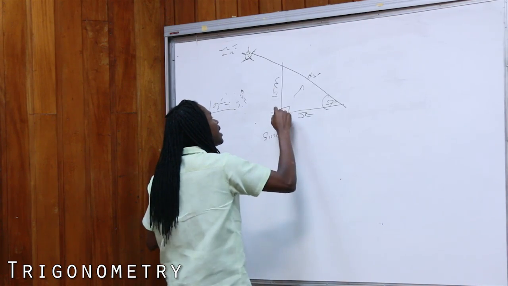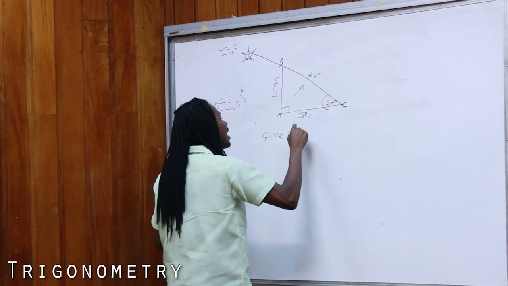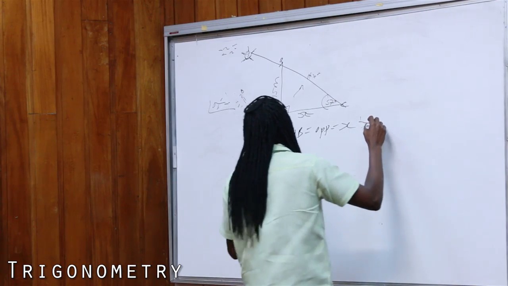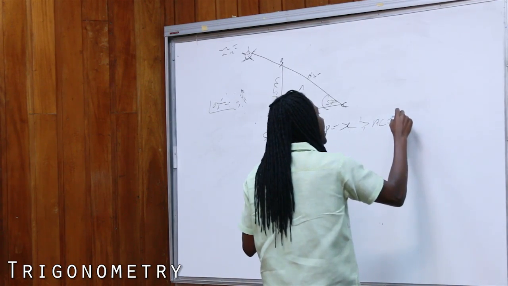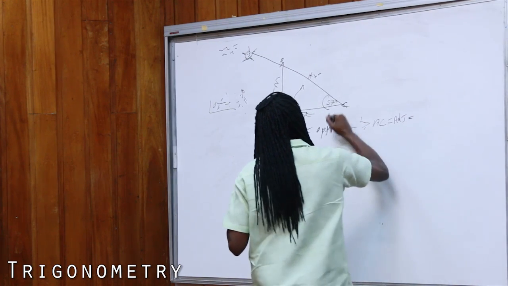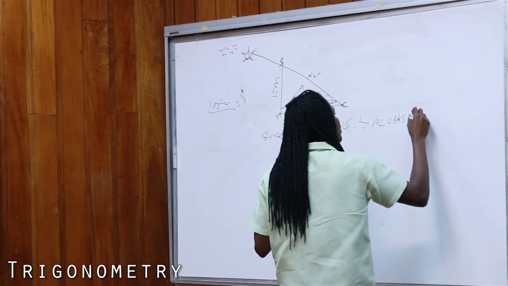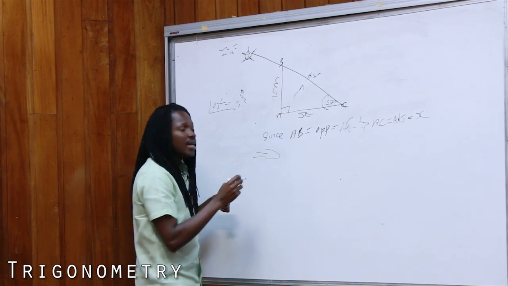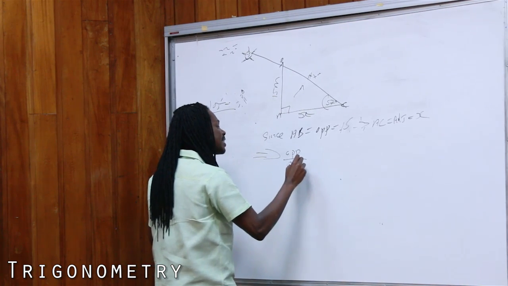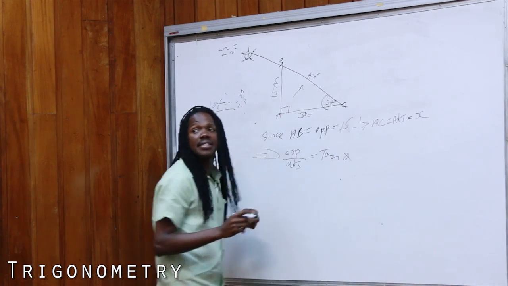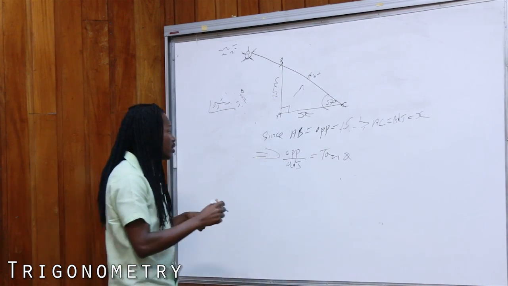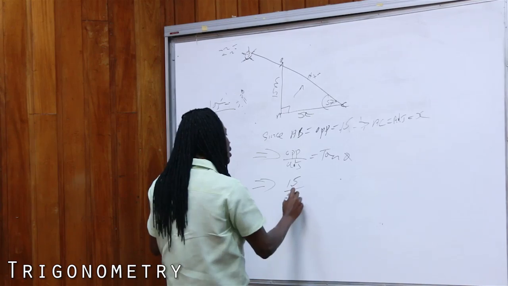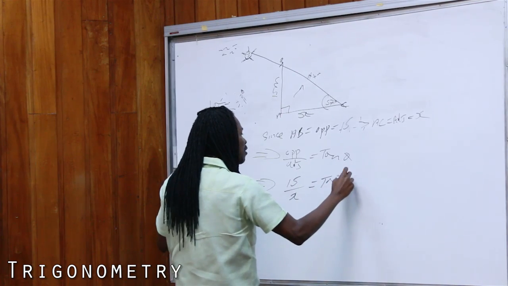So that is going to be, this is A, B, C. Since AB equal to opposite equal to x, and AC equal to adjacent equal to 15, and AB equal to opposite equal to x. It implies, what it implies? That opposite over adjacent equal to what? Tan. This implies that 15, which is opposite, over x, which is adjacent, equal to tan 57.